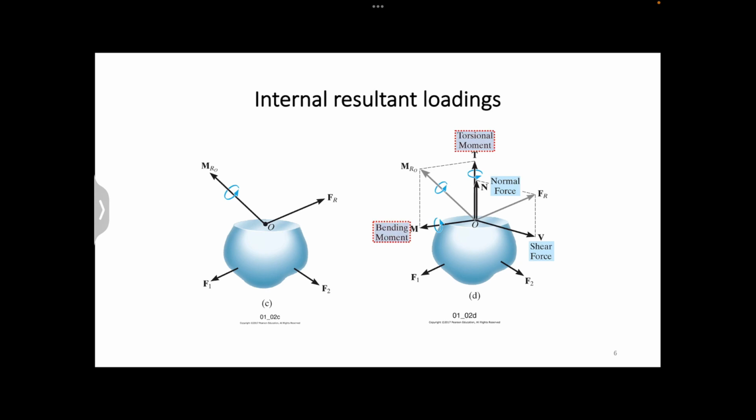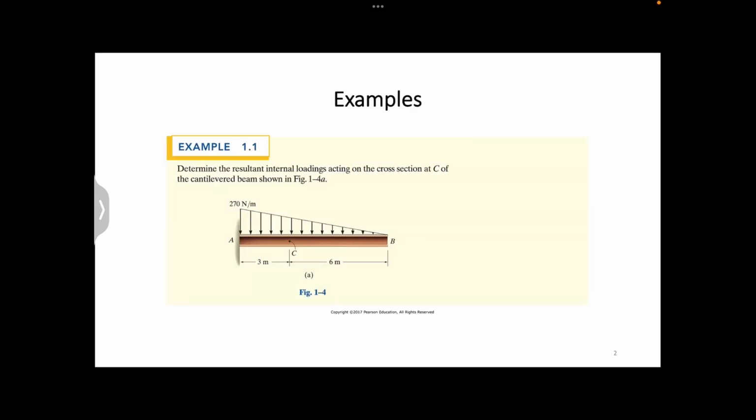I must say that this figure is a little bit difficult to visualize for you at the moment. However, do not worry, because we will have a very clear picture later on what are normal, shear, torsion, and bending. Later, we will study each type of these internal loads separately. In the following, I'm going to discuss solution for some example statics problems.